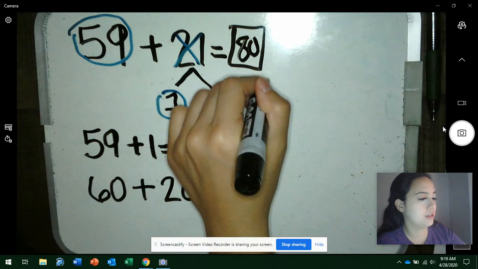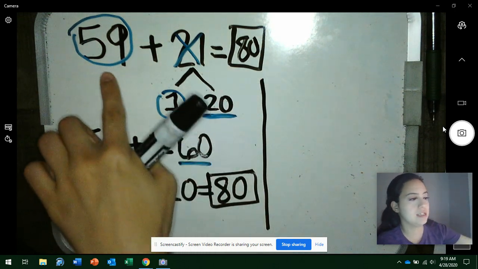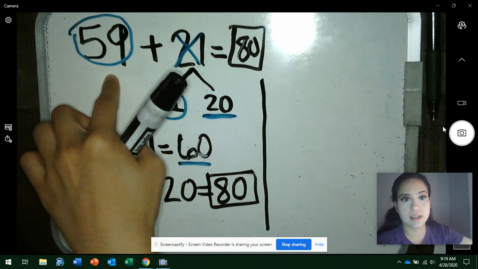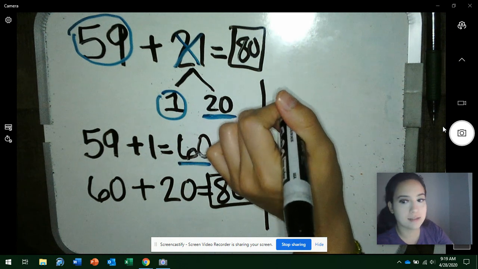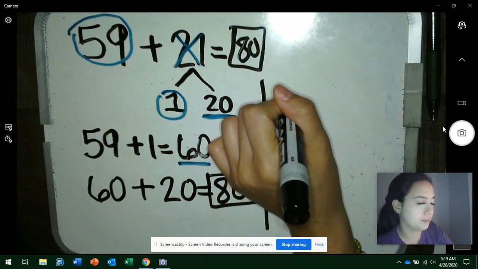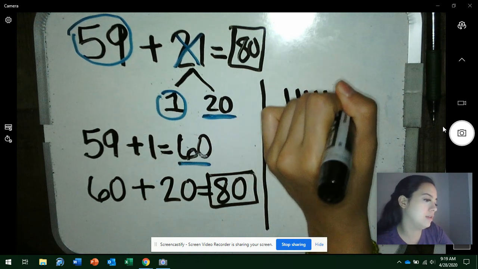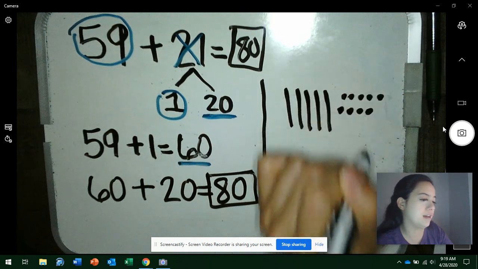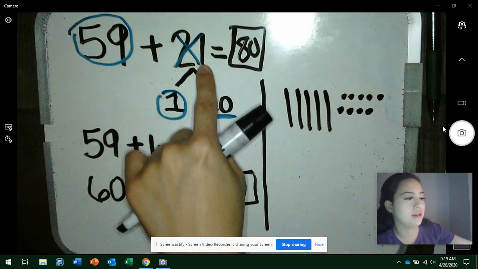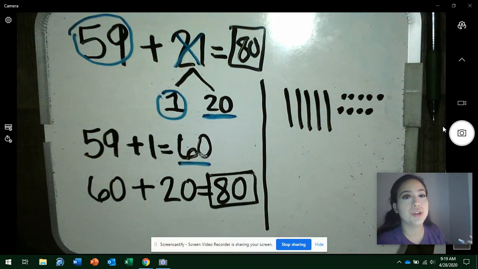Okay, now let's work it out using pictures. So again, how many tens and ones in 59? Get ready. Yeah, 5 tens, 9 ones. Let's draw it out. 1, 2, 3, 4, 5. 1, 2, 3, 4, 5, 6, 7, 8, 9. How many are we adding? Get ready. Yeah, 21.